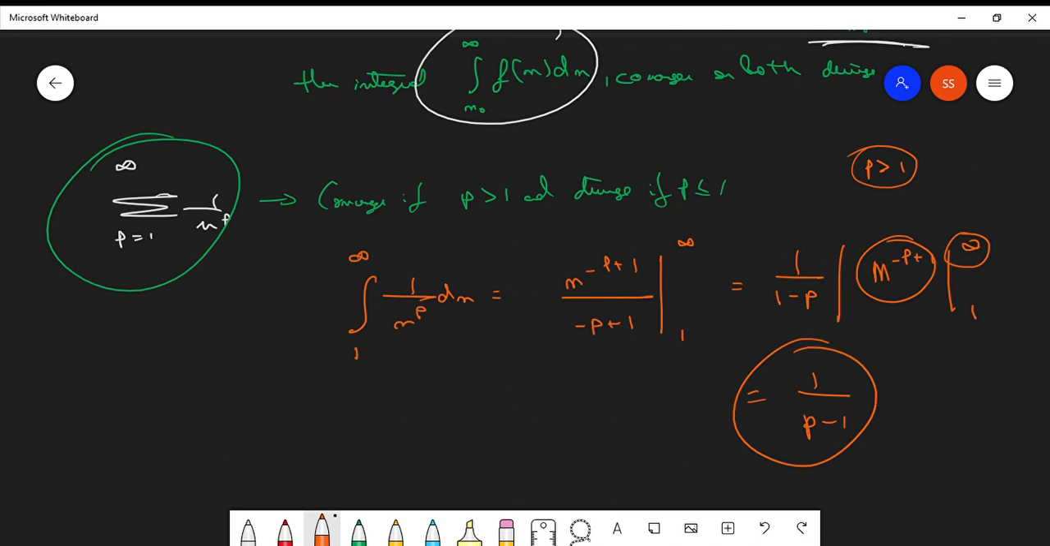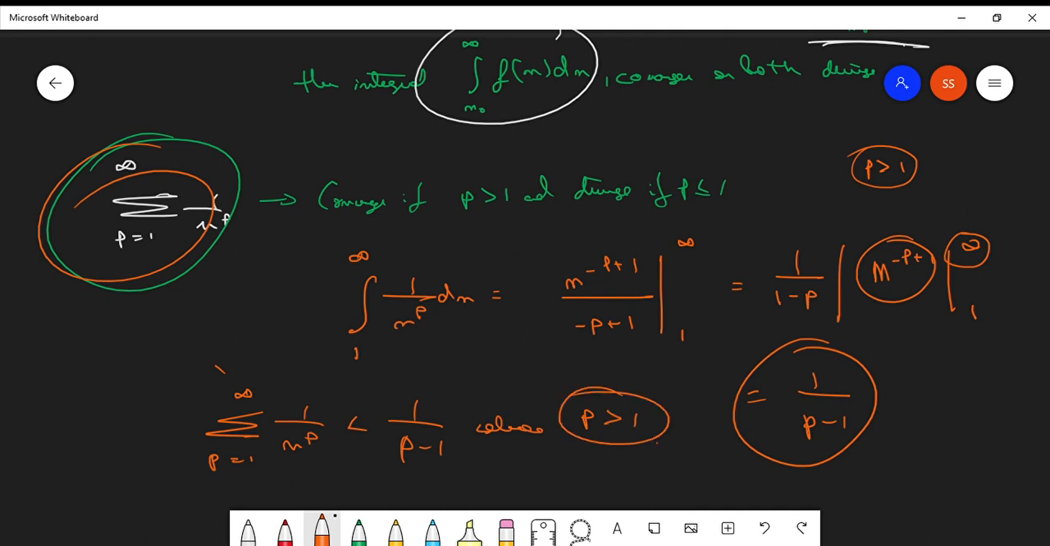So we can say that the series will be less than this. The sum from n equals 1 to infinity of 1 over n to the power p will be less than 1 over p minus 1, where p is greater than 1. It converges because it has an upper bound. Got it. If p was less than 1, then this would have tended to infinity. Is it clear, guys? I guess you can understand what we are doing here.